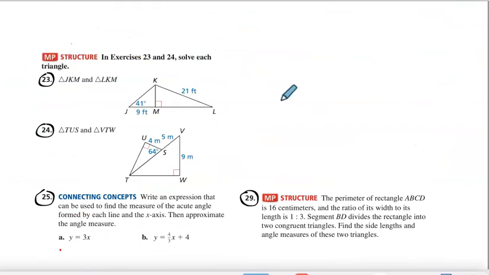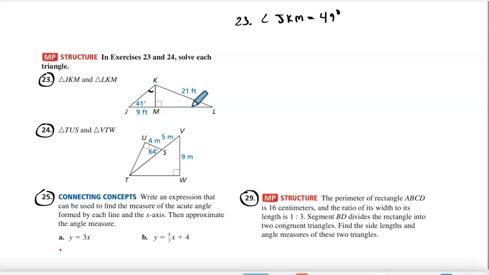All right, let's keep it moving. We got 23. Solve each triangle. Okay, so we're trying to get everything we need from this triangle. The first angle here is very easy. This is number 23, angle JKM. Here's 90, here's 41, and 49 degrees. Okay, so 41 and 49 make 90.